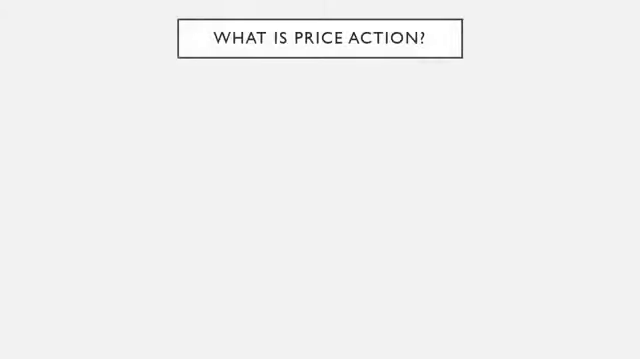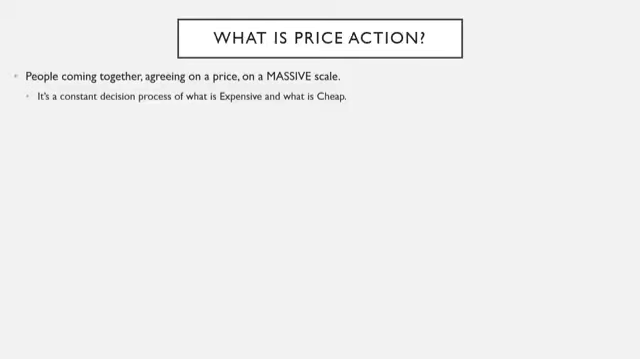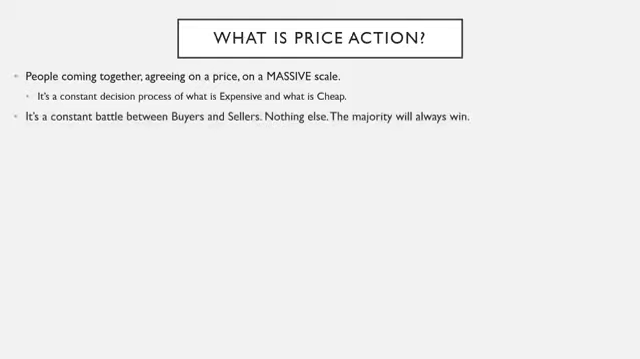Let's have a look. So pretty much price action is when people come together and they agree on a price, but on a massive scale. There is a constant decision process between what is expensive and what is cheap. The market goes up, the market goes down. This is expensive, the market goes down. This is cheap, the market goes up. Pretty much there is that constant battle between buyers and sellers, between supply and demand, and there is nothing else.